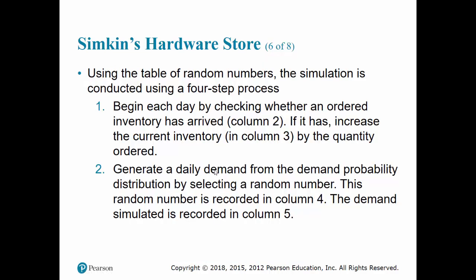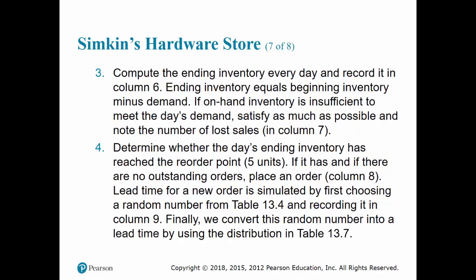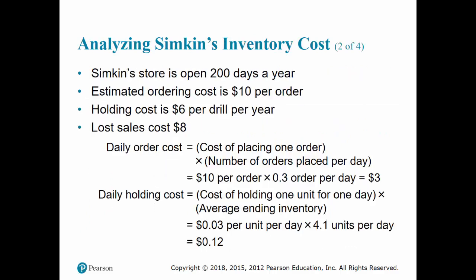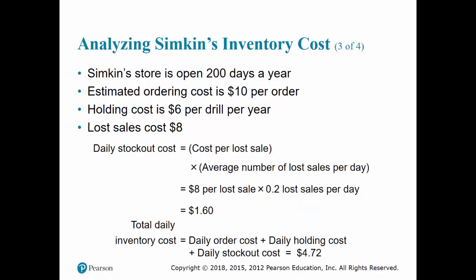Now we're going to set up the model, so we need to head on over to Excel. But before that, here are the costs given. The Simpkins store is open 200 days a year, and the estimated cost is $10 per order. Holding cost is $6, and stock out cost, meaning that if you run out of stock and you still have orders, is going to cost you $8. These are the cost parameters that we need to use to evaluate alternative decisions in terms of order quantity and the reorder point.